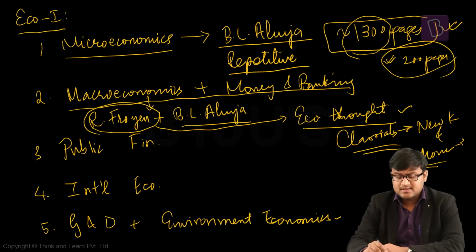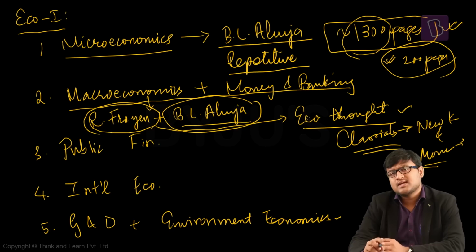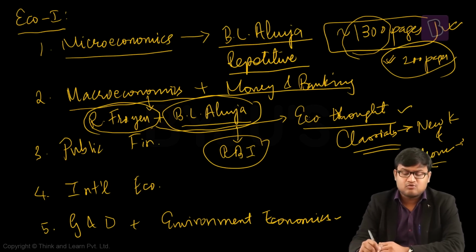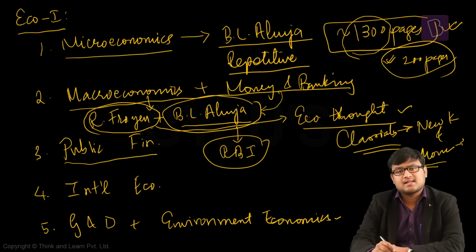There are certain topics that are not covered in Richard Froyen and that should be done from B.L. Ahuja. These topics are usually relevant for our Indian economy. For example, if you see the RBI, central banking, how does RBI work, etc. It is not given in Richard Froyen, but you can find them in B.L. Ahuja. Similarly, money and banking has to be done from B.L. Ahuja. Now let's come to public finance.